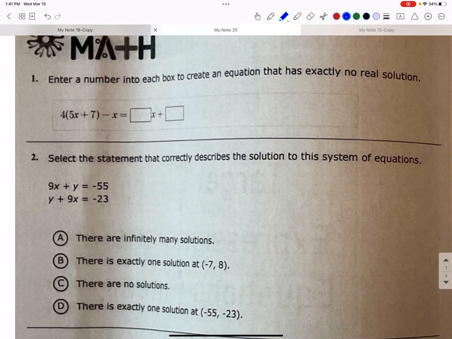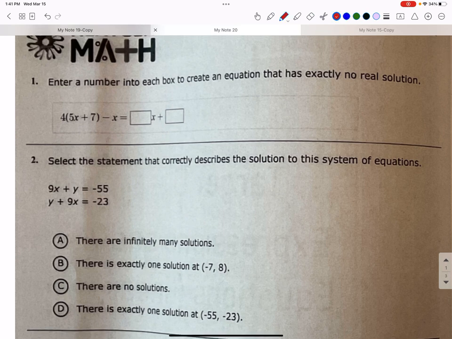Okay, section D. Hopefully I talked about it with your class a little bit. If not, this is the algebra section, pretty big.